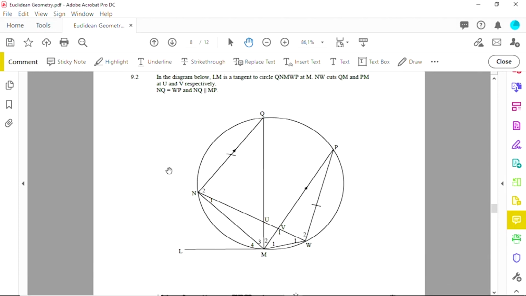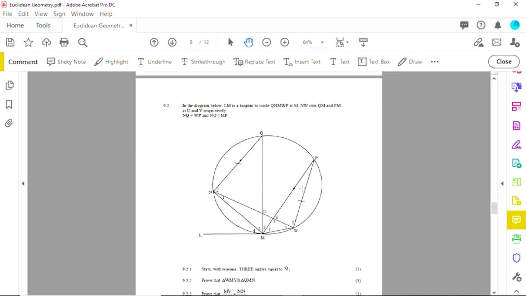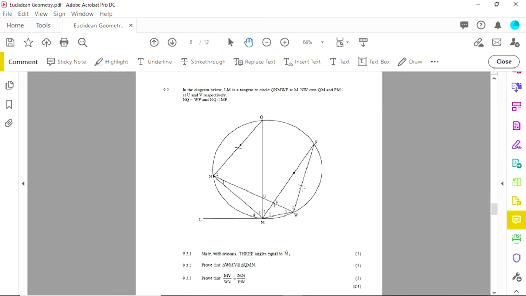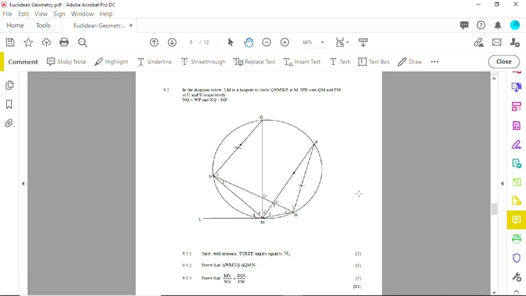As an exercise, you may want to have a look at this problem. With this problem, we're trying to find, with reasons, three angles that are equal to M. This is where I'll stop.